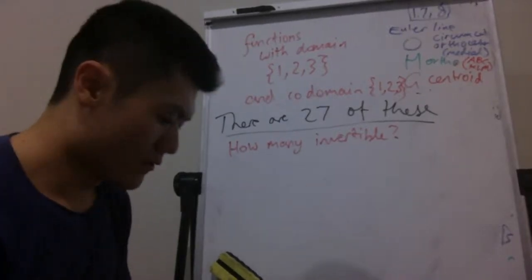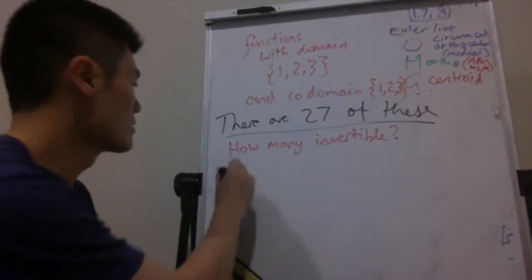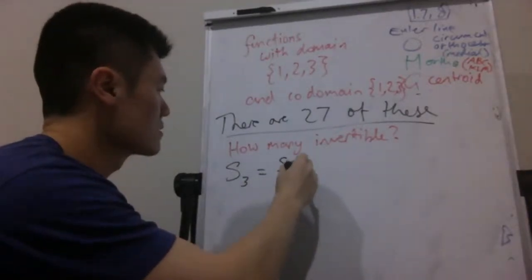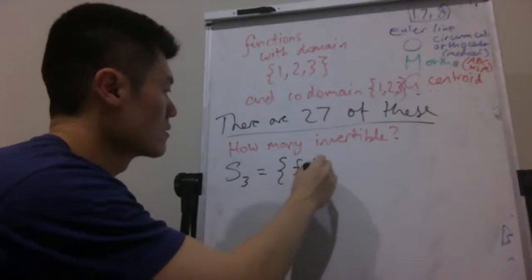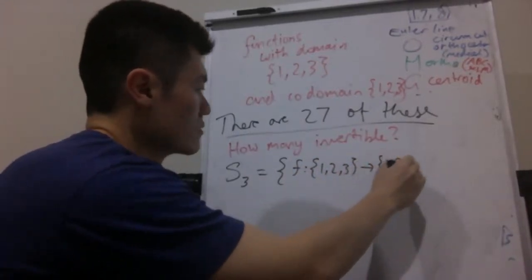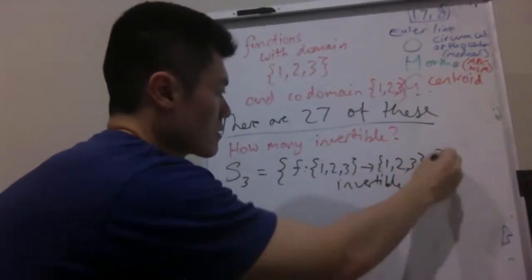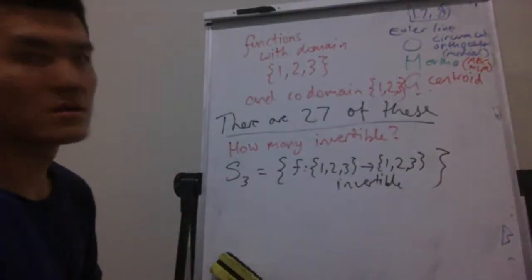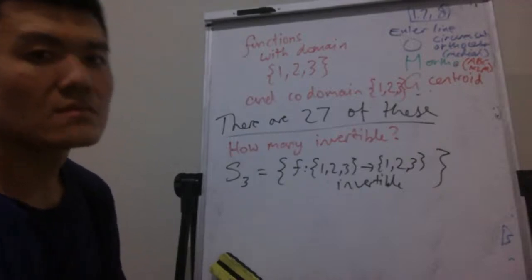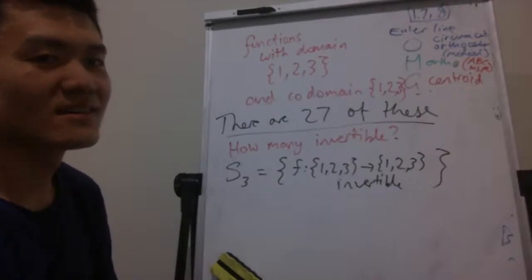Okay, how many are invertible? Do you remember? Three factorial, 6. That's it. So we called S3 the set of invertible functions from 1, 2, 3 to 1, 2, 3. The set of all the invertible functions. So this set has less than 27 elements, right? Yeah. You need a drink. Okay.